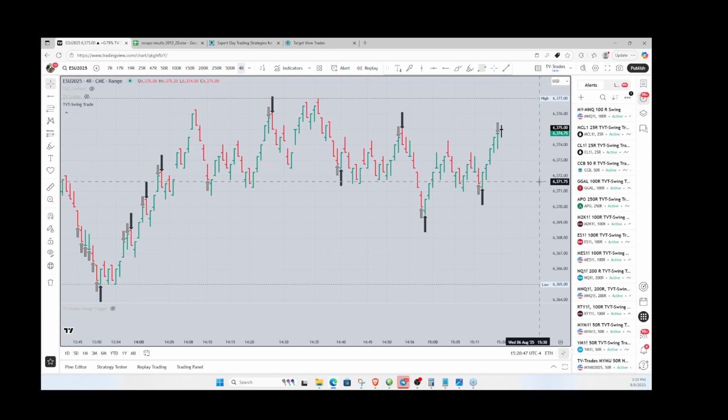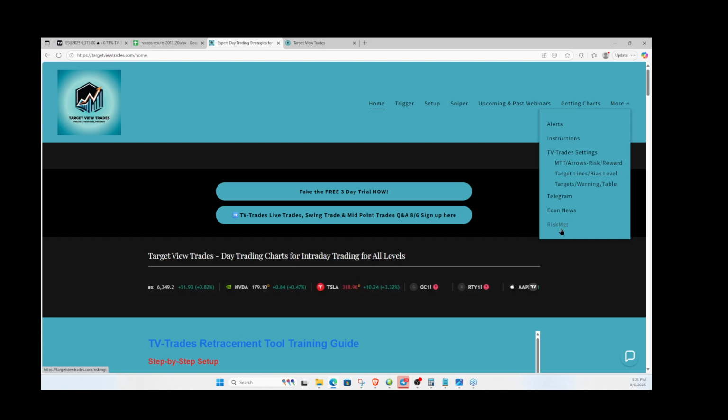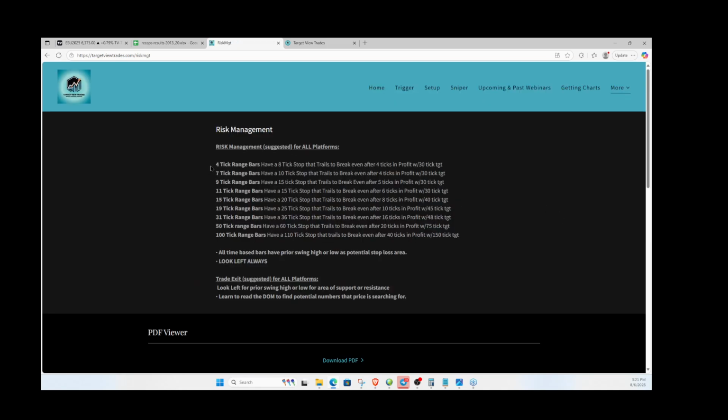If you want to do something that's got a lot of liquidity, that you can do for a little bit less money, you can do 5 micro contracts on a 4 range and see how it works out. That would give you half the risk of the regular size contract on a 4 range. Remember, if you go to targetviewtrades.com, go to risk management, 4 range is right here.